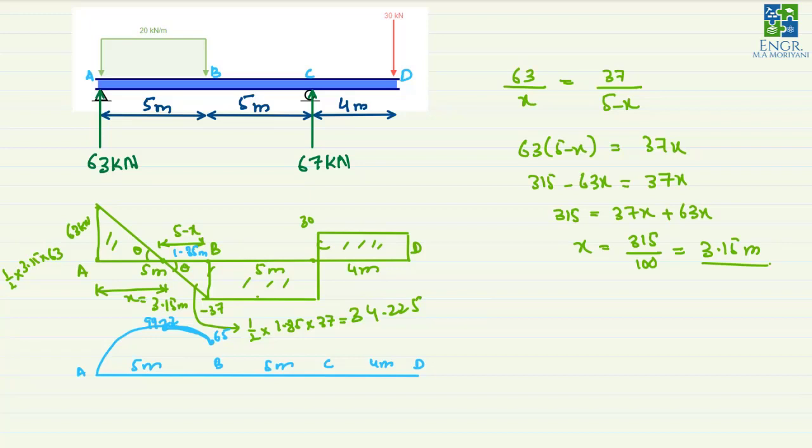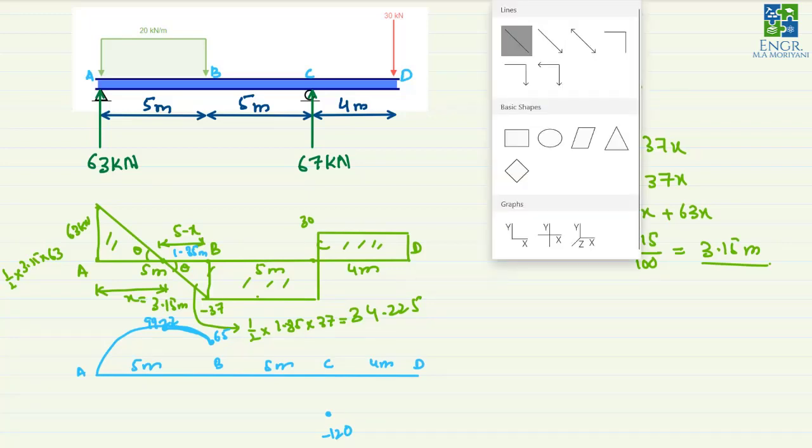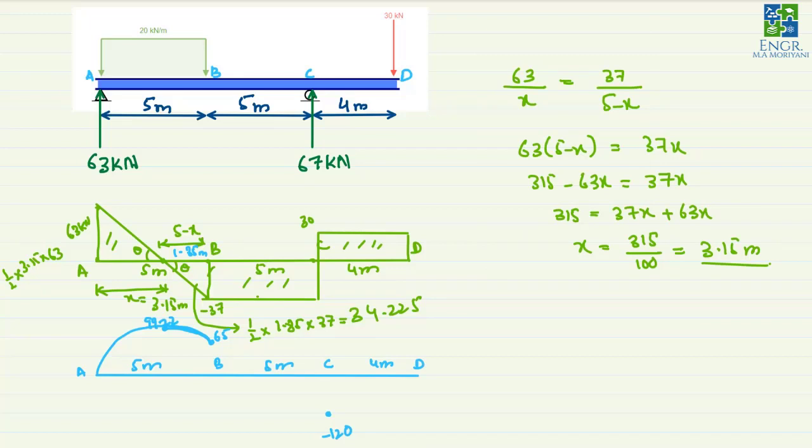If we subtract 185 from the positive value of 65, the value here should be minus 120. And these both are to be connected again by a straight line, because the shear force diagram is constant. So this is integration, which is having one power more. So this is again a straight line.